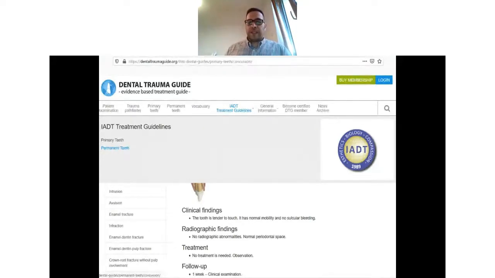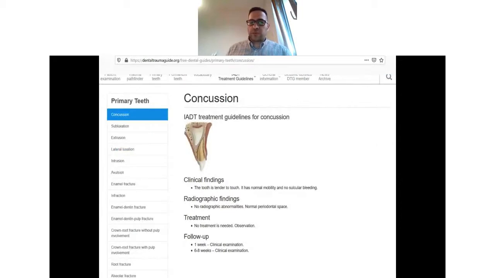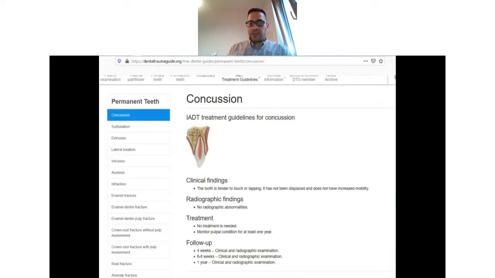As you can see here in Dental Trauma Guide, there is a part for primary teeth and also permanent teeth. You can go to primary teeth, and then you can see on the left side of the slide all of the injuries that may occur. With every injury, everything is shown: clinical findings, radiographical findings, treatment, follow-up, and everything else. For permanent teeth it is the same thing. It is something useful, and it is something that everyone should know.